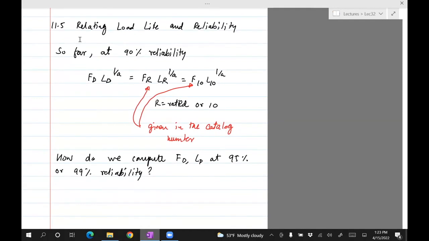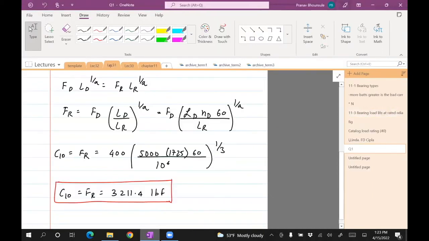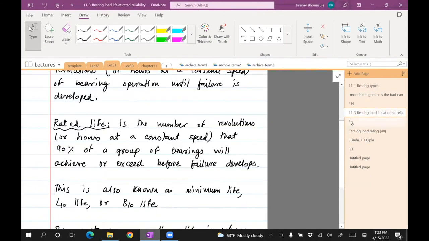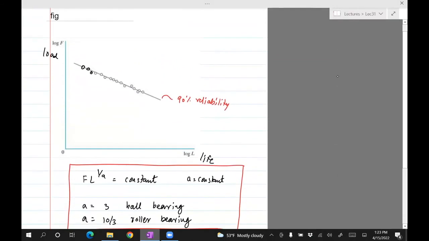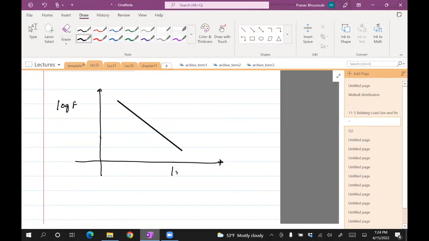Okay, so before that, let me draw that curve. This is a curve I had shown. Here, right here. So a curve of log F versus log L is a straight line, as you can see, and that is at 90% reliability. So let me just draw that curve first. Log N, and then this is our 90% reliability line.